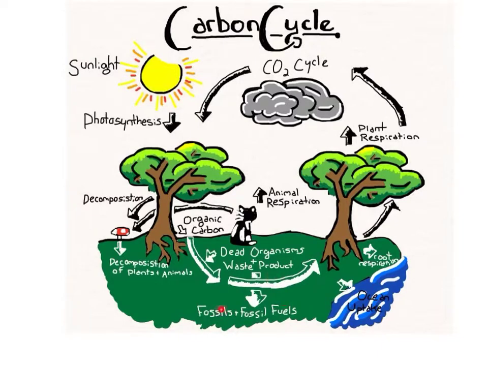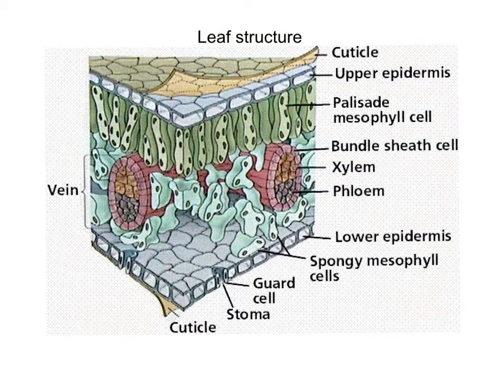Now the last little bit is about our fossil fuels. When plants and animals die very, very slowly over millions of years, there's the creation of fossil fuels. And then when we burn fossil fuels, again the carbon dioxide is produced. Carbon dioxide is produced from burning fossil fuels, and that goes back into the atmosphere again. Okay, next little vid then, next part of it, we've included all these together, is about leaf structure.